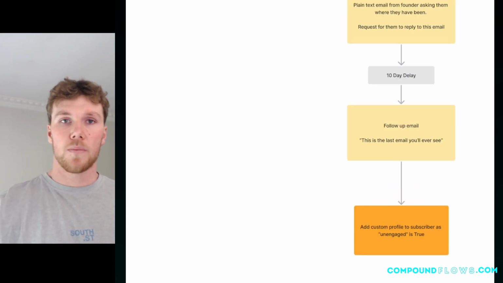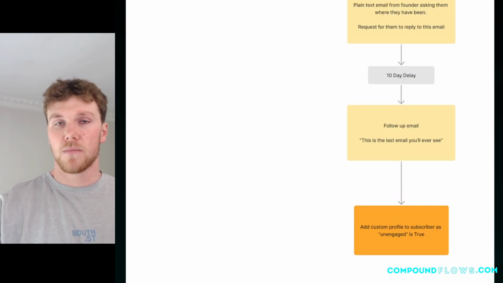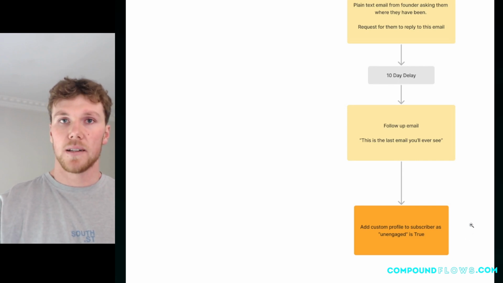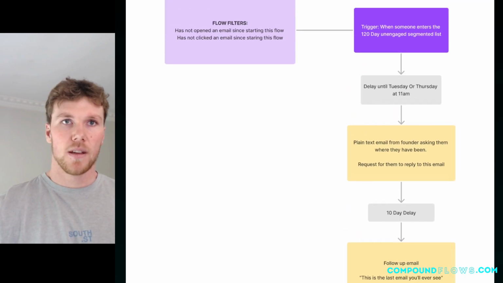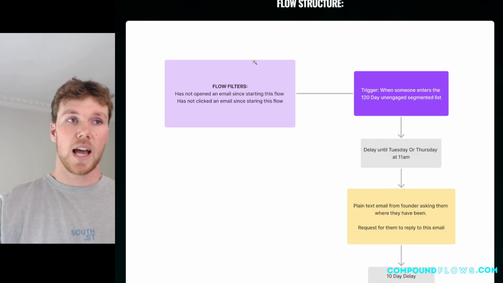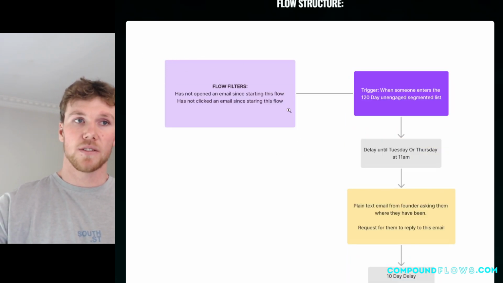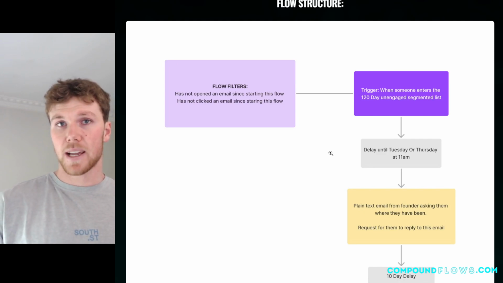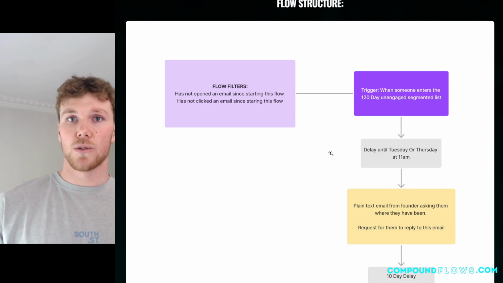And again, a follow-up email, just a last-ditch effort before we actually tag them automatically as officially unengaged so we can suppress them at the end of the month. The flow filter here is if they haven't clicked or opened an email since starting this flow, whereas if they have, that's when they'll get kicked out of this flow and just be reactivated back into your engaged lists or newsletter in general.